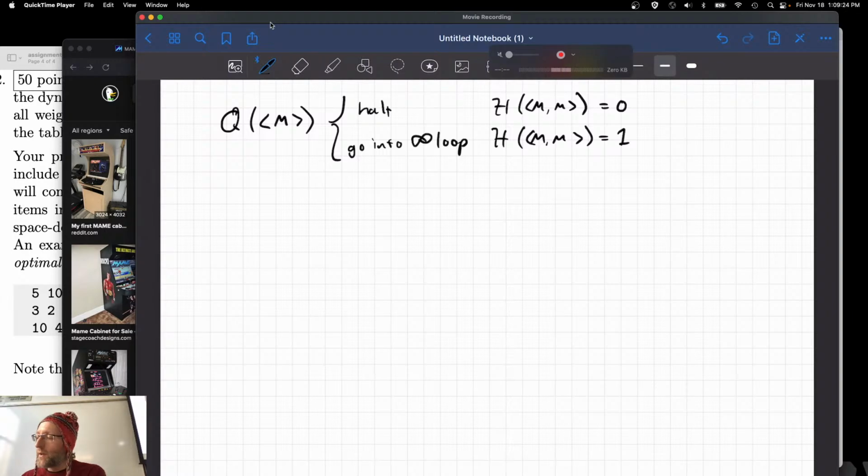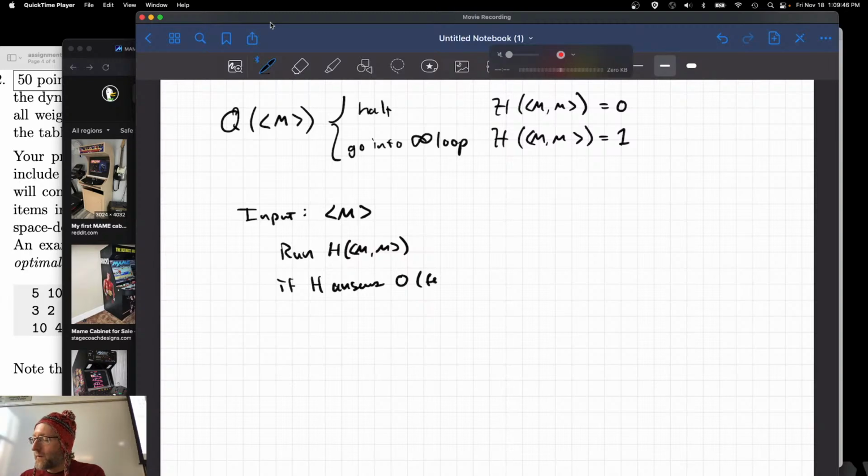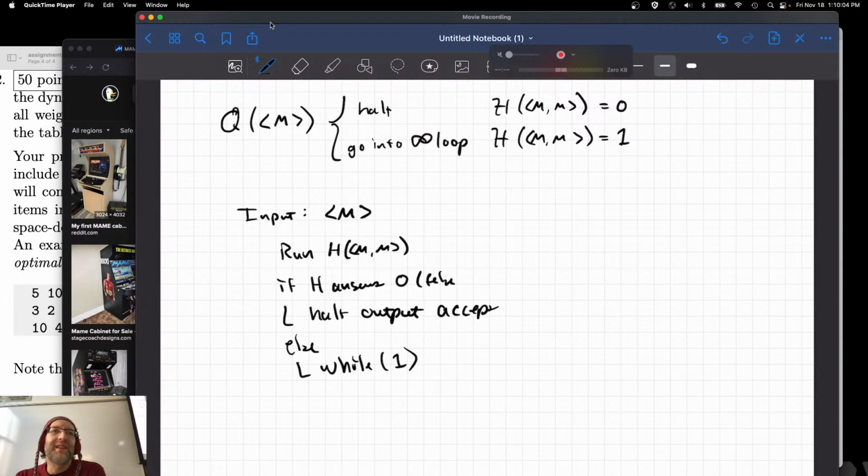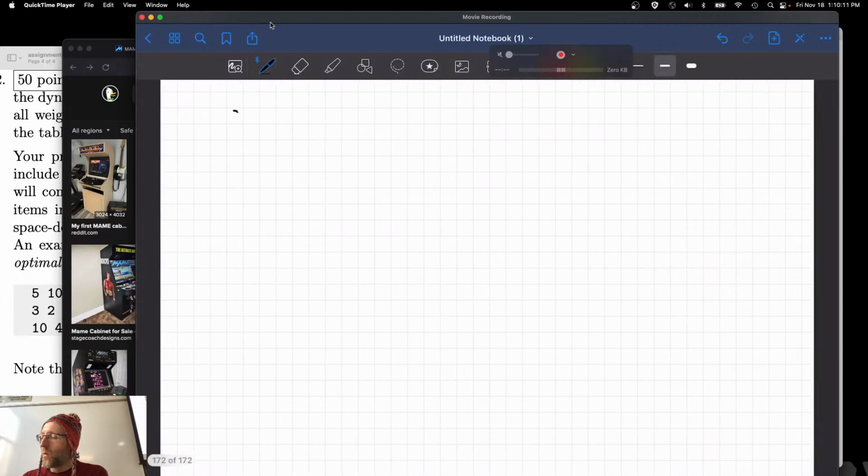Yes. All we need to do is, on input M, run H on M, M. If H answers 0, false, then we're going to halt and output accept. Else, we're just going to go into a while(1) loop, and that's it. Anybody could do that in any language. So yes, we can write Q. Now our final step: run Q on itself, as we said.